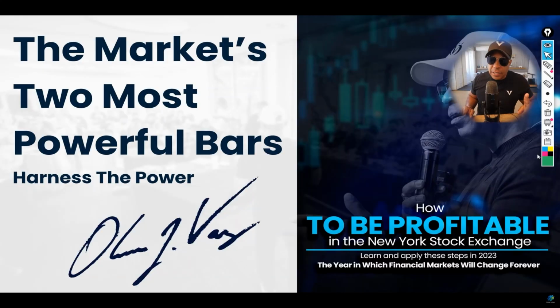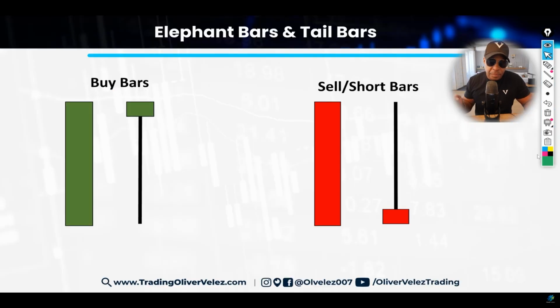All right, let's get back. All right, the market's two most powerful bars. Now, of the 13, I'm covering the two. I'm pulling out the two that possess the most power. There's 13, but these are the two most powerful. Now, of course, I'm not going to cover 13. Not only do I not have time for that, but that's for my traders. But anyway, we will cover two today.